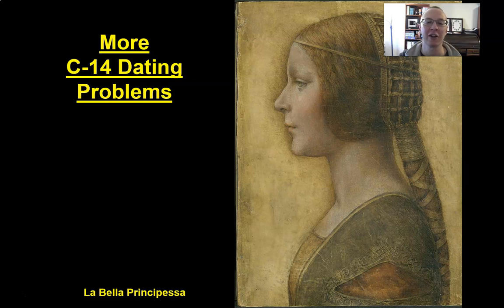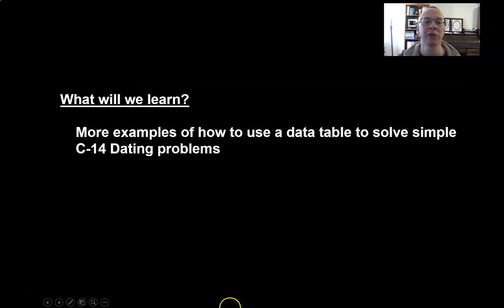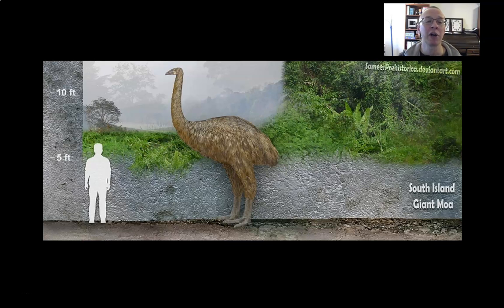Let's move on and take a look at what we're going to be doing in this video. What we're planning on here is to look at some more examples of how to use your data table to solve simple carbon-14 dating problems. I'm going to start with one here.